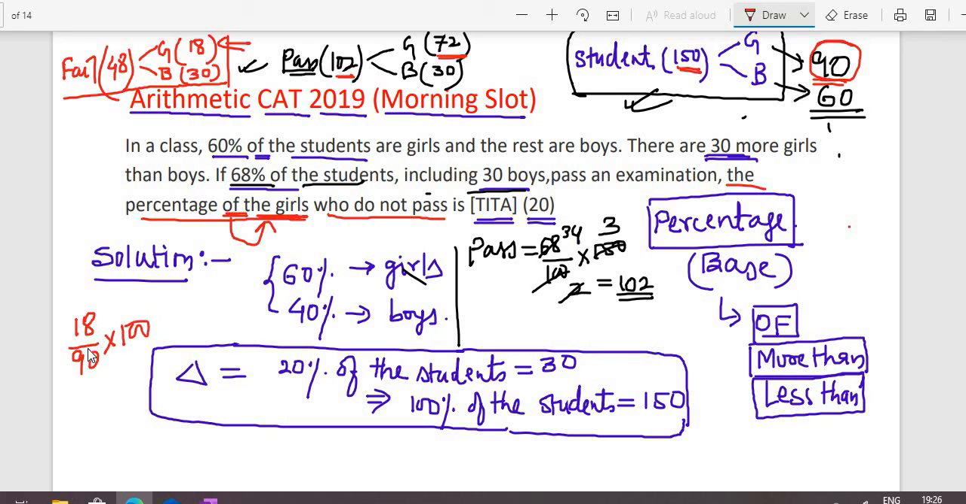So how do we calculate? 18 by 90 into 100. X is what percent of Y? X by Y into 100. So 18 by 90 is one-fifth, and with 100 we can cancel it to get 20. This gives us 20% as the answer. And that is why the correct answer of this question is 20.